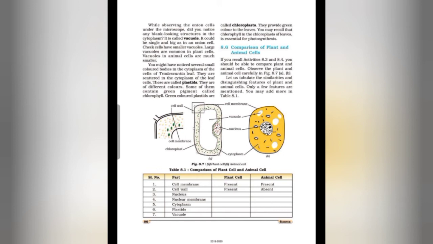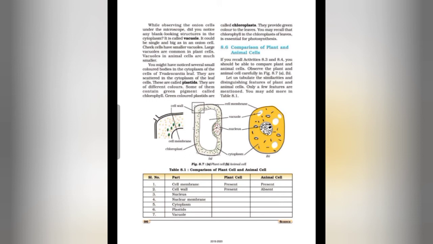You might have noticed several small colored bodies in the cytoplasm of the cells of Tradescantia leaf. They are scattered in the cytoplasm of the leaf cells. These are called plastids. They are of different colors. Some of them contain green pigment called chlorophyll. Green colored plastids are called chloroplasts. They provide green color to the leaves. You may recall that chlorophyll in the chloroplast of the leaf is essential for photosynthesis.